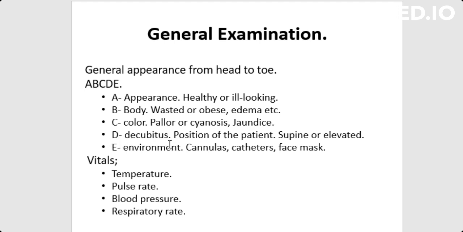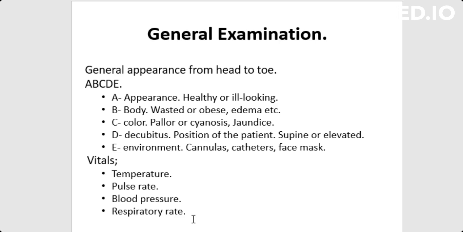D is decubitus, meaning the position of the patient. Is the patient in supine position or elevated position, like in cardiac position, 45 degrees? The patient is elevated 45 degrees. And finally, E is for environment, the surroundings of the patient, the things which are connected to the patient. Is the patient connected to cannulas or catheters, or does the patient have a face mask? You need to record. And finally, on the general examination is vitals: temperature, pulse rate, blood pressure, and respiratory rate. You need to record them.